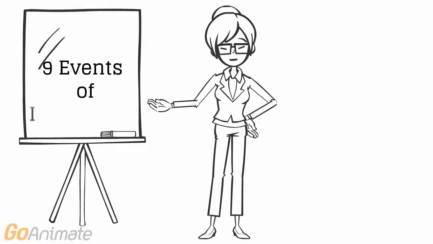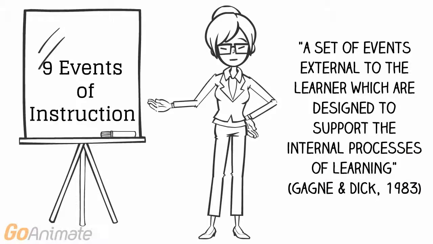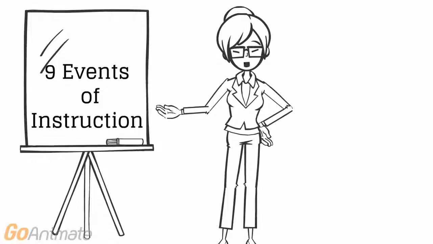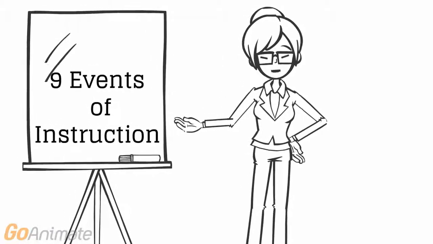Let's move on to the second piece of the puzzle, the 9 events of instruction, which Gagne defined as any set of events external to the learner which are designed to support the internal processes of learning. Gagne's instructional theory is widely used in the design of instruction by designers in many settings.